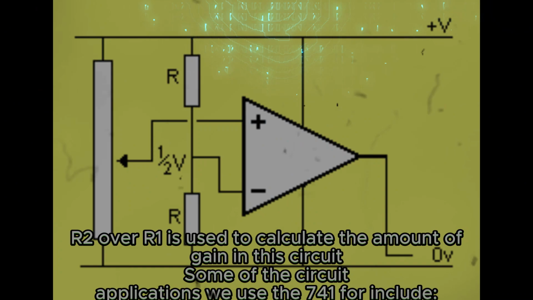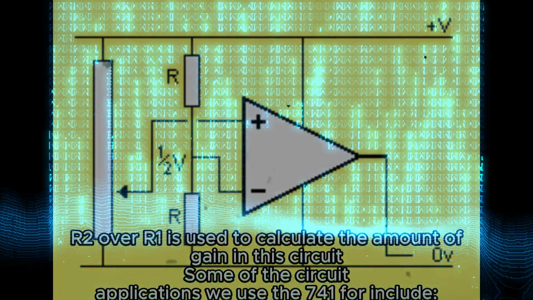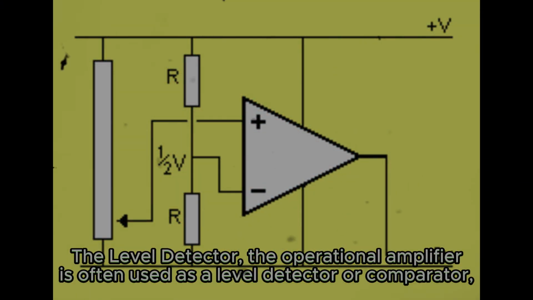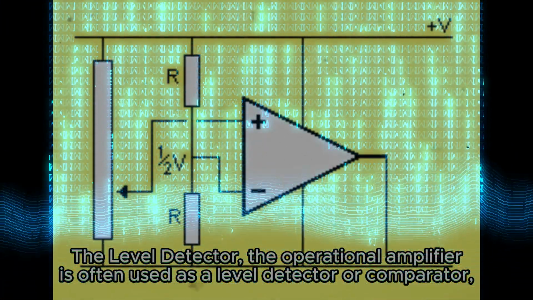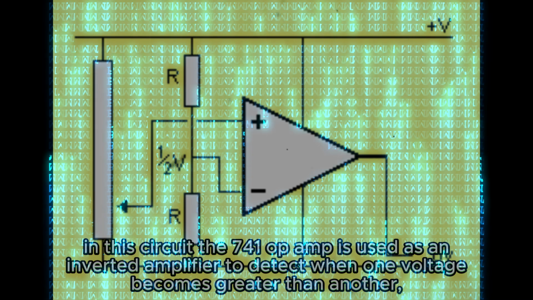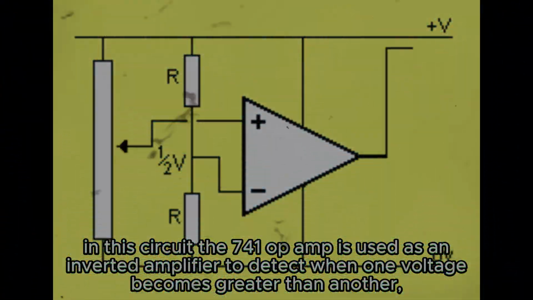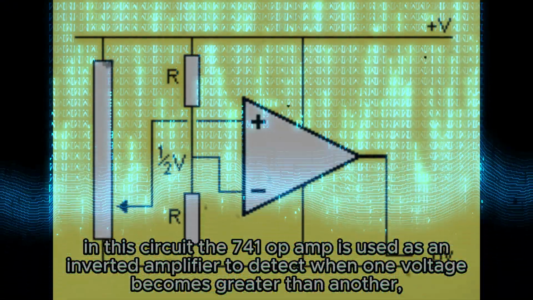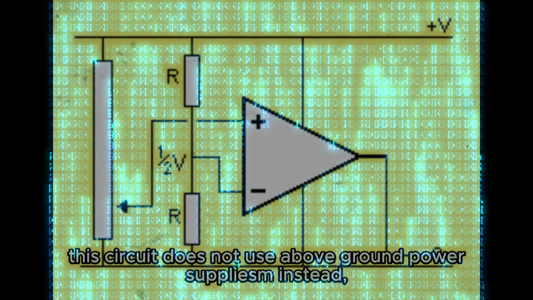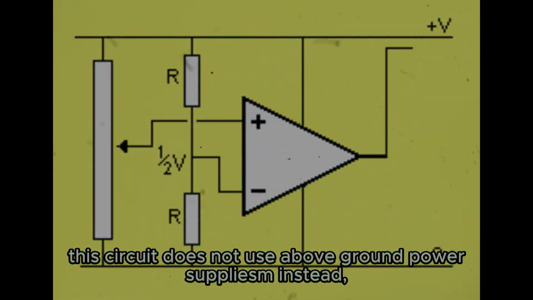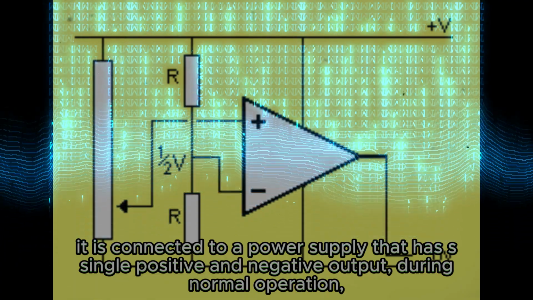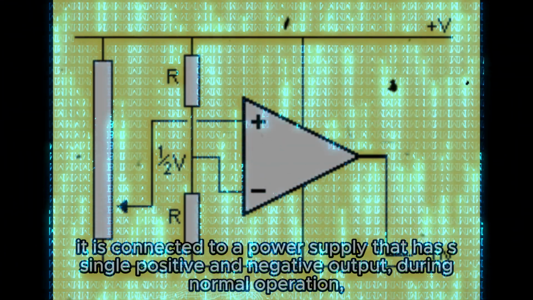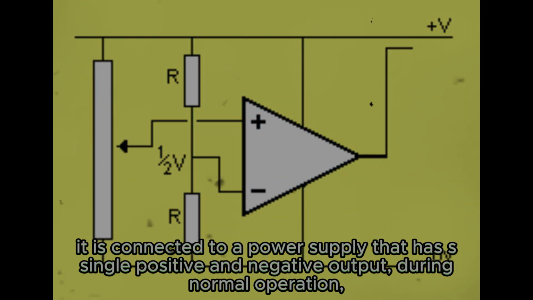Some of the circuit applications we use the 741 for include the level detector. The operational amplifier is often used as a level detector or comparator. In this circuit, the 741 op-amp is used as an inverting amplifier to detect when one voltage becomes greater than another. This circuit does not use a above-ground power supply. Instead, it is connected to a power supply that has a single positive and negative output during normal operation.